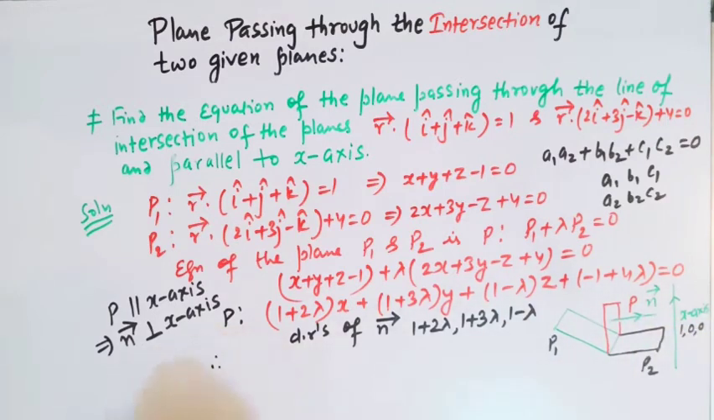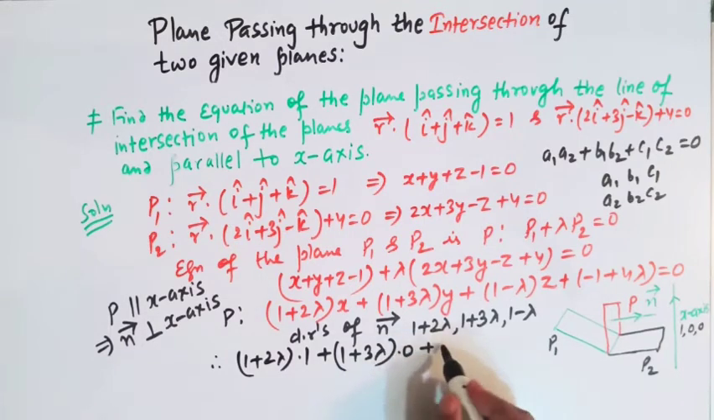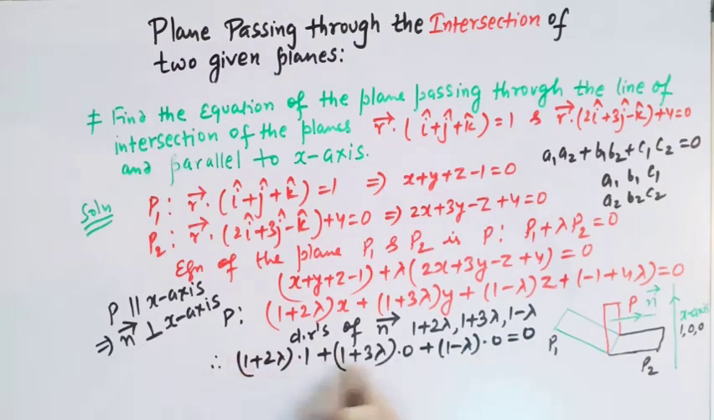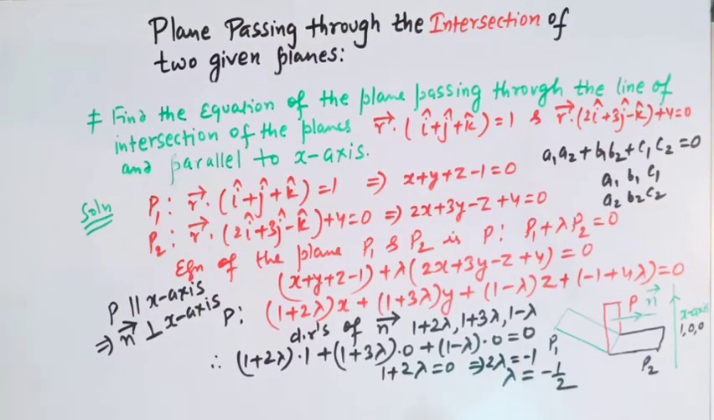So therefore we have (1 plus 2 lambda) times 1 plus (1 plus 3 lambda) times 0 plus (1 minus lambda) times 0 is equal to 0. Now if we solve this, we get 1 plus 2 lambda equal to 0. This implies 2 lambda equal to minus 1 and lambda is equal to minus 1 by 2, right?